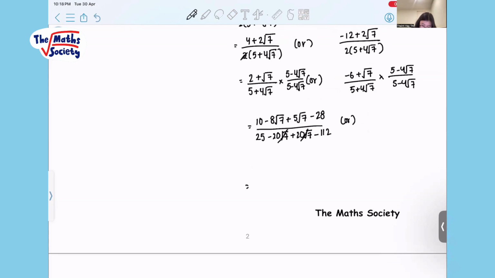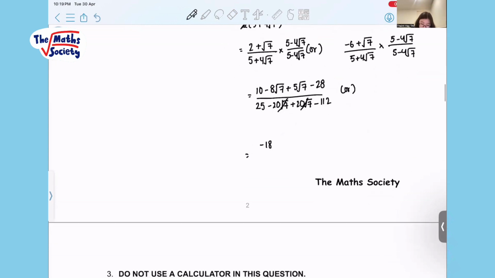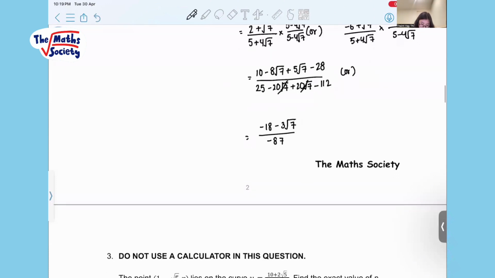I'll try to solve the numerator side first, which is 10 minus 28, which is minus 18, and then minus 8 root 7 plus 5 root 7 is minus 3 root 7, divided by 25 minus 112, yeah? So you'll get minus 87. And then we might be able to divide this, right?